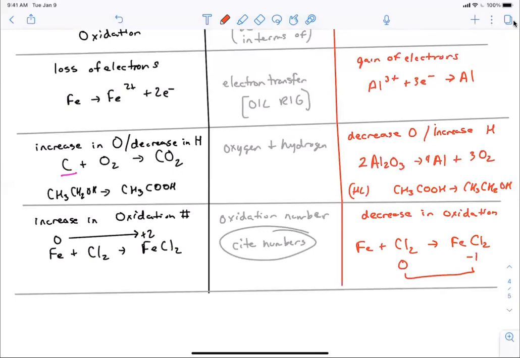And sometimes you'll get a weird thing where one species is gaining hydrogens and oxygens, so then it's really confusing, right? And so there are limitations for these first 2 definitions. If you want a definition that always works, it's oxidation number. Oxidation number will always work in every single redox reaction. There is never a situation where it doesn't work. The top 2 have limitations. Questions about that?